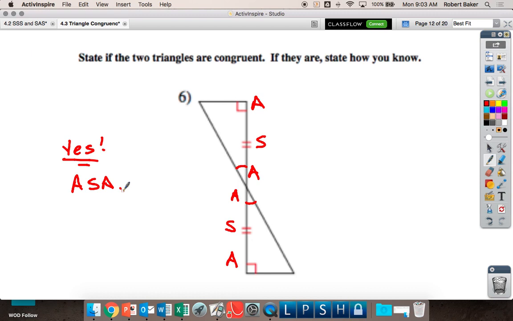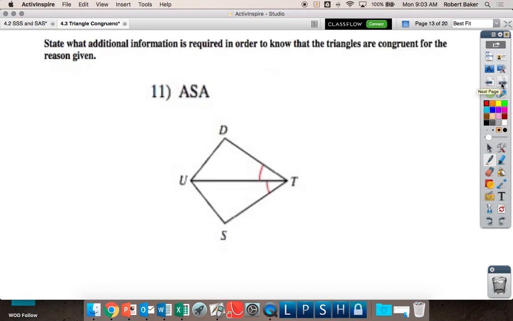Okay, now I'm going to take one piece of information away and make you provide it. It says, state which additional information is required in order to know the triangles are congruent for the given reason. I want to prove that these two triangles are congruent by the angle side angle shortcut. So I have to use angle side angle. What do I know right now? I have this side is congruent to this side, the reflexive property. And I have this angle is congruent to this angle.